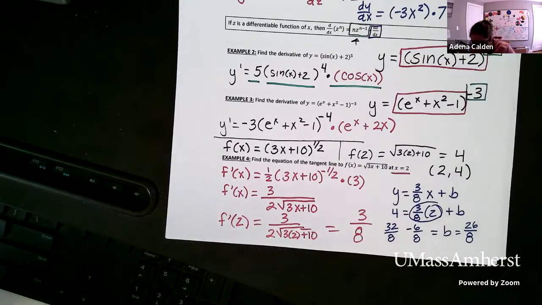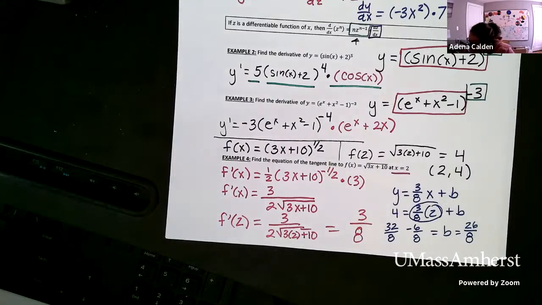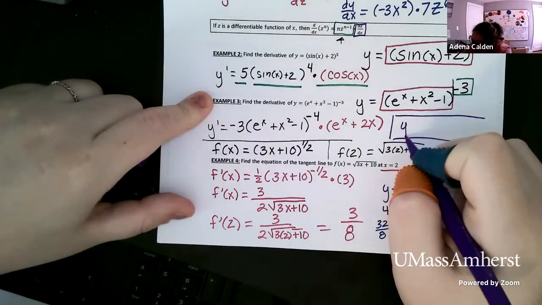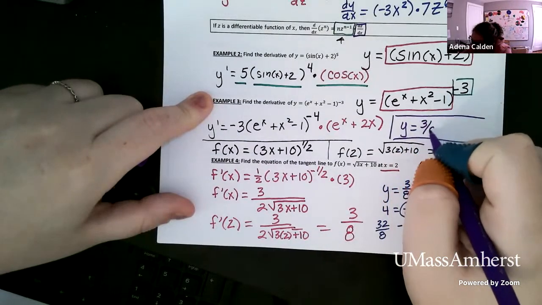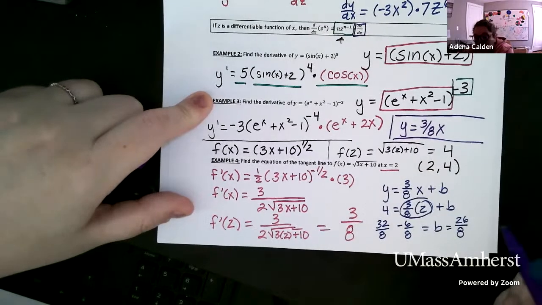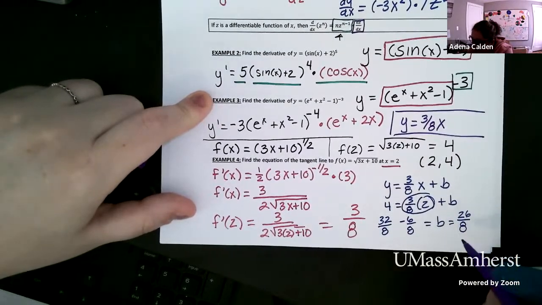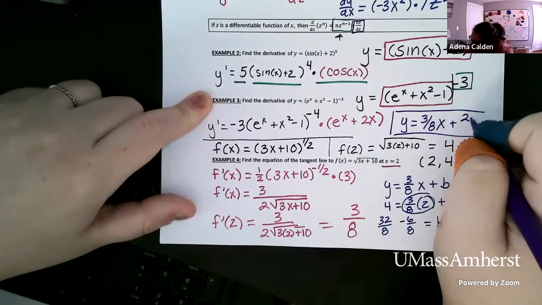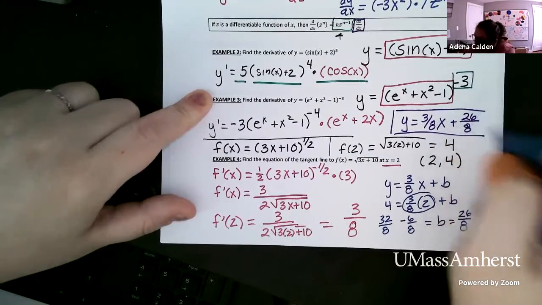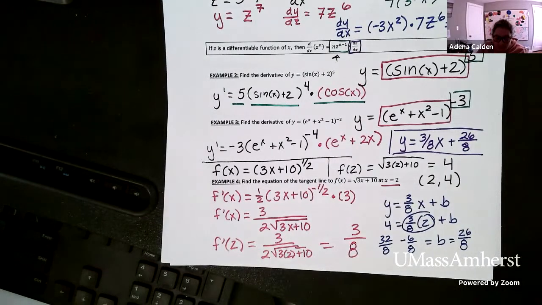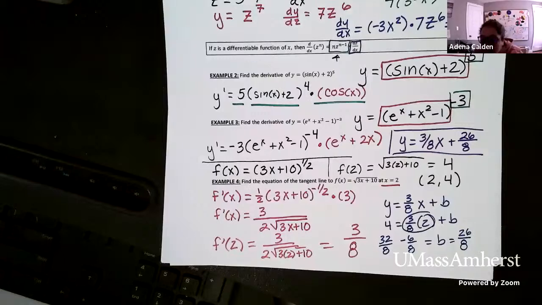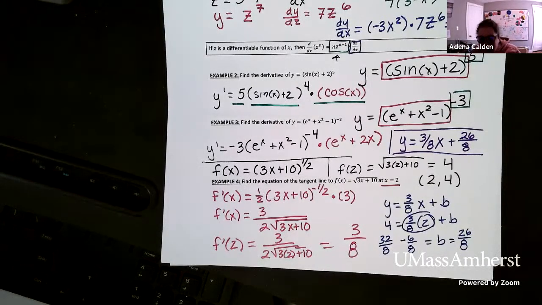Okay, that's going to be the same thing, but we still need to put it all together into y equals mx plus b. So let's see, let's come up here to the space. So we have y equals 3/8 x plus b. I'm going to leave my b in eighths so that everything is in eighths. So plus 26/8.